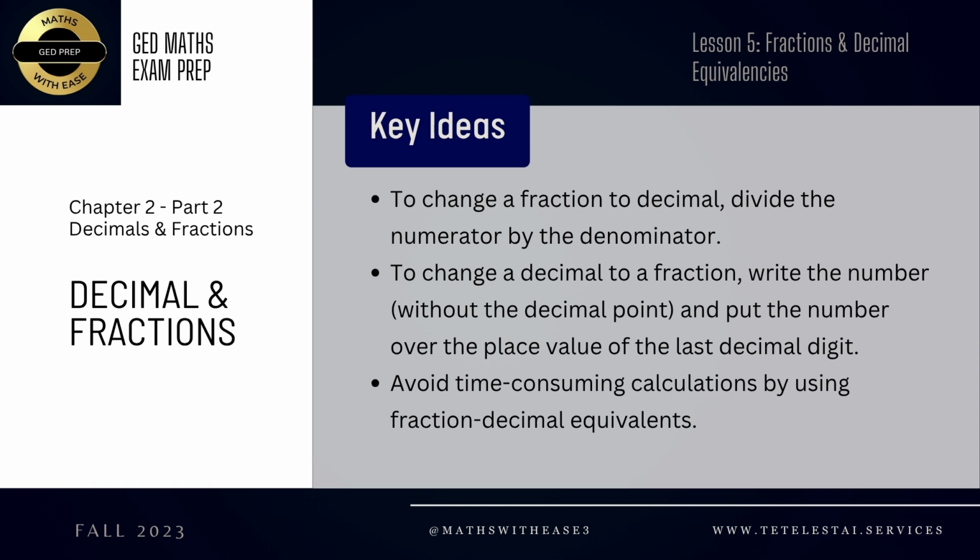Lesson 5 is on fractions and decimal equivalencies. Basically, to change a fraction to a decimal, you simply need to divide the numerator by the denominator. To change a decimal number into a fraction, all you have to do is write out the number without the decimal point, as a whole number, and then count the number of decimal places in the decimal value. Then the whole number becomes your numerator, and the number of places becomes your denominator. And then you would just go ahead and reduce the fraction to its lowest form.